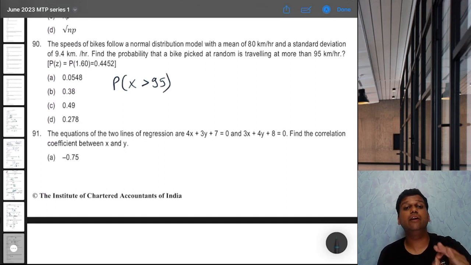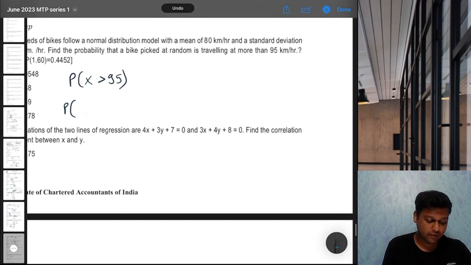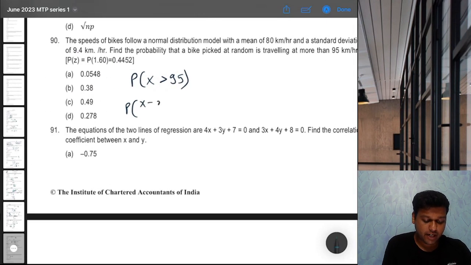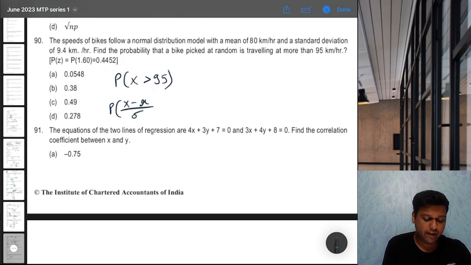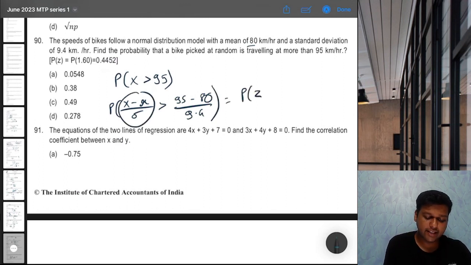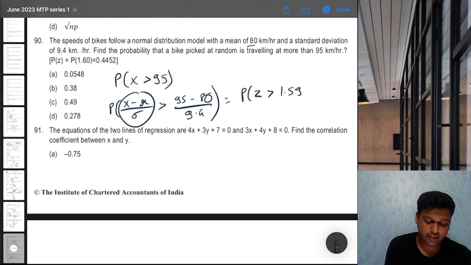Let's convert it to a standard normal distribution. How do we convert to a standard normal distribution? We convert it by subtracting the mean, or let's say mu, and dividing by standard deviation. So that is 95 minus mean, average is 80, divided by standard deviation 9.4. This is nothing but z, so I can write it as probability that z is greater than 95 minus 80, is 15 by 9.4, which is 1.59 or 1.6, because that is what they have given, right?